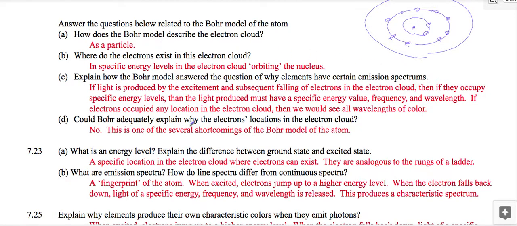And could it adequately explain the locations of the electron cloud? Nope. And this is just one of them. So this is just a simple yes or no question, and it is no.